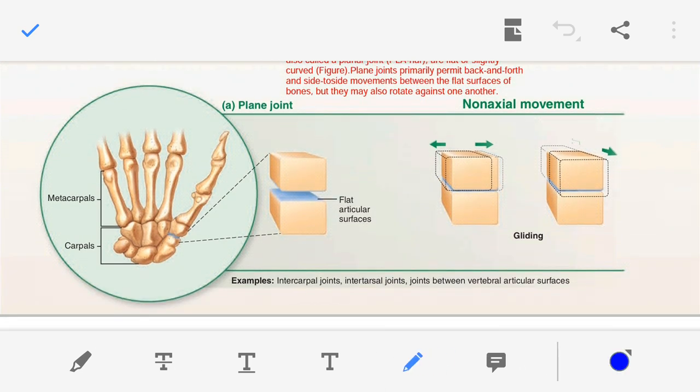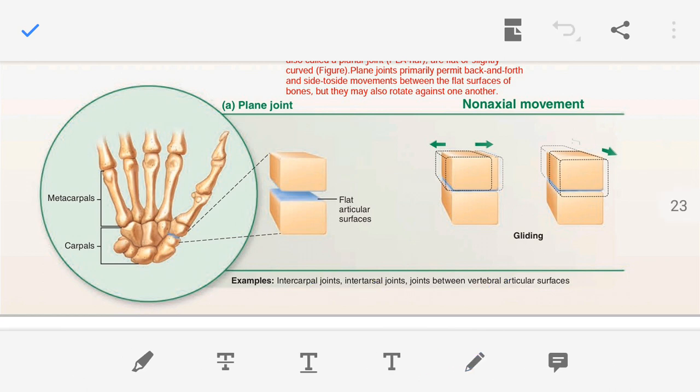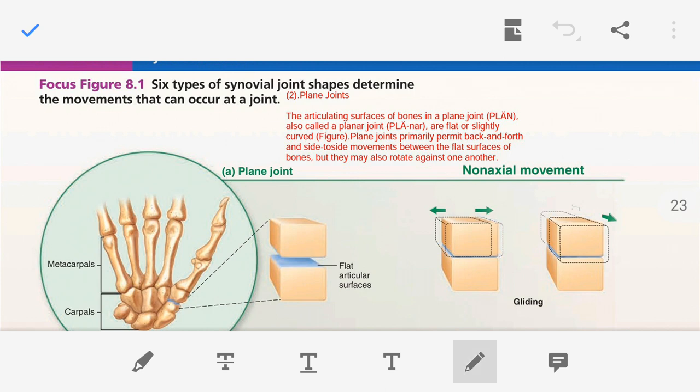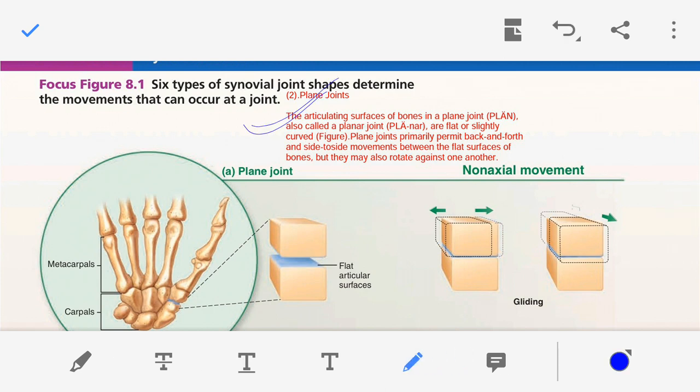So the intercarpal joint, the intertarsal joint, and the joint between the vertebral articular surfaces, these are the planar joints.